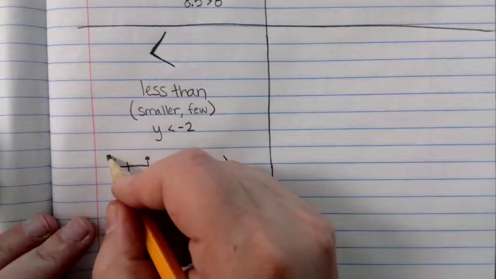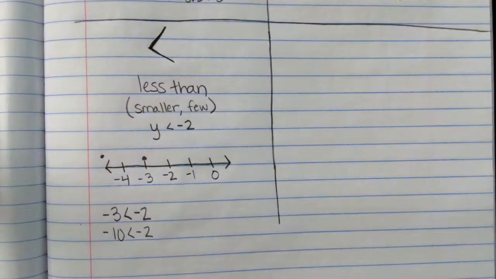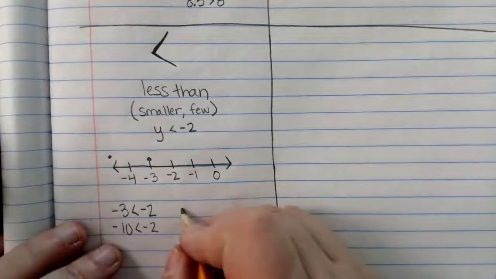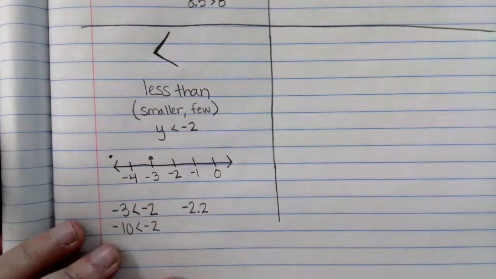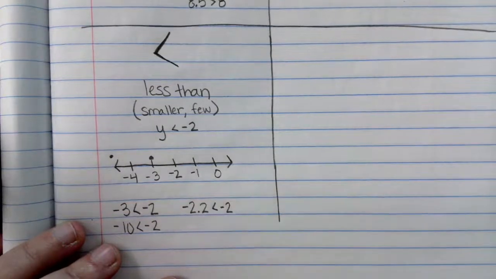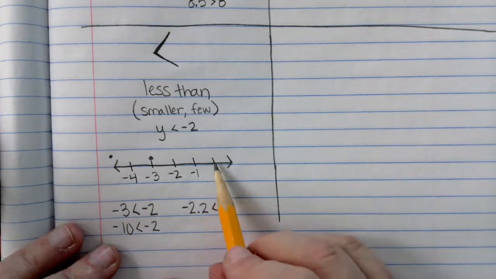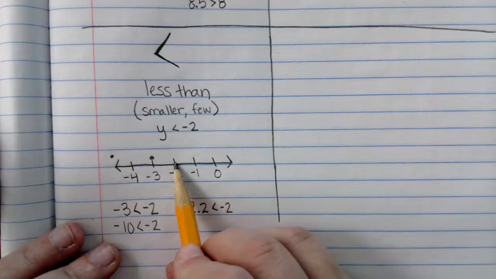What about -2.2? Is -2.2 smaller than -2? Yeah, because from 0, where is -2.2? I'd go to -2, and then I'm going to go 0.2 more. So that would work. What's not going to work?